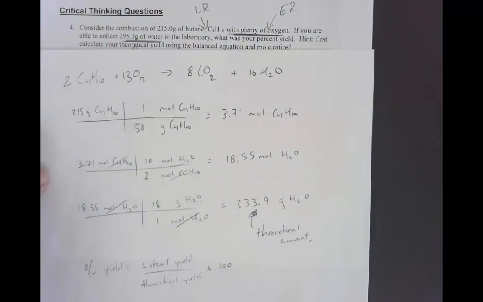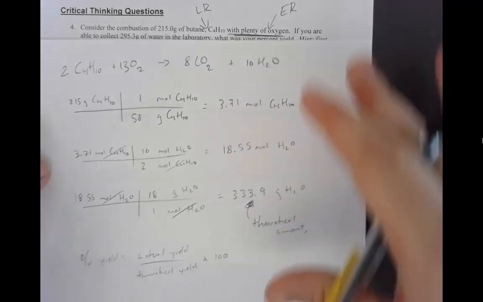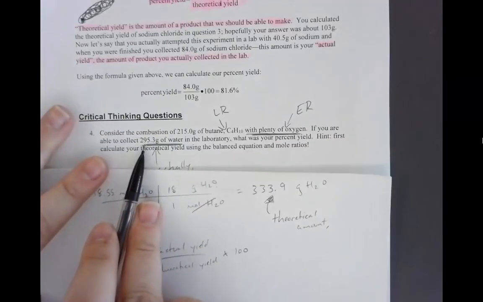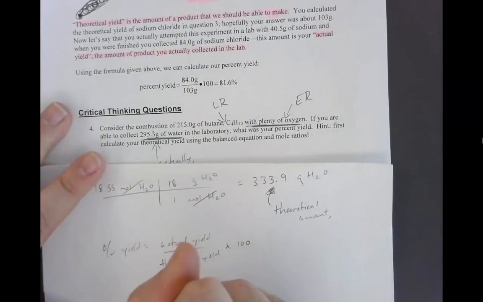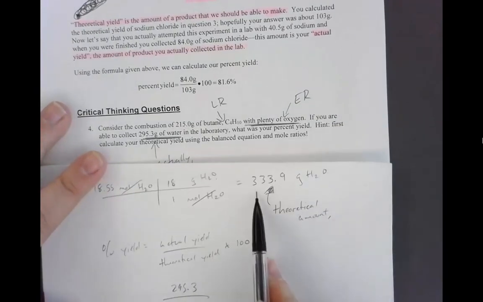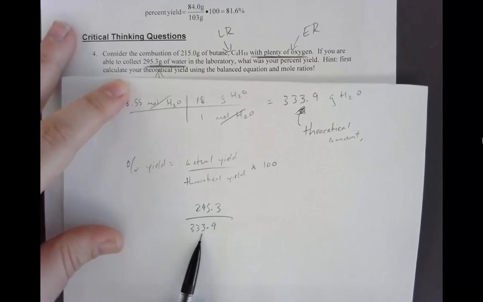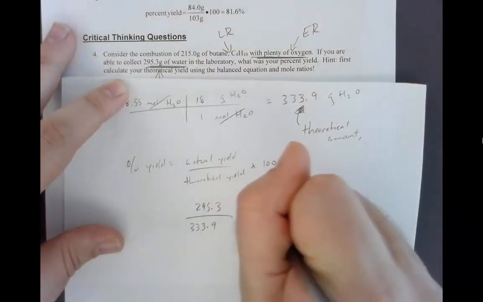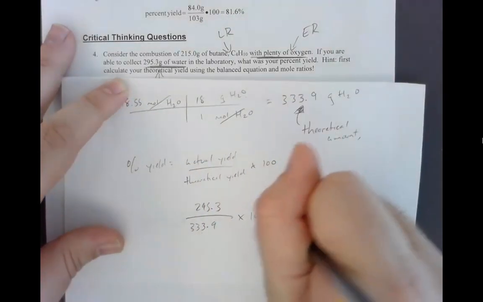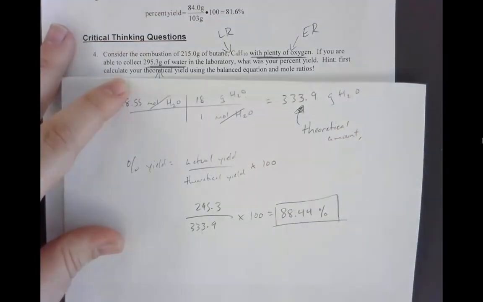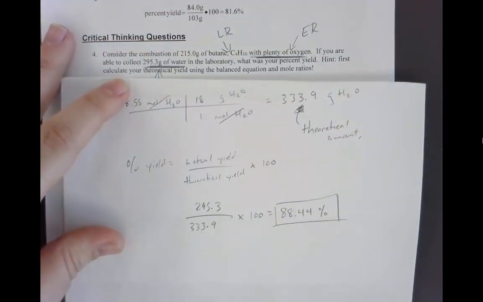I can't really show the problem anymore because I'm too far down on this piece of paper. Actually, I can fold the paper. So we know that our actual yield was 295.3, so we'll put 295.3 in the numerator. Our theoretical yield, what we just calculated, was 333.9. So we will put that in the denominator, and then it's all multiplied by 100. Once you solve this, you find that you were able to collect 88.44% of the water that was possible to collect.